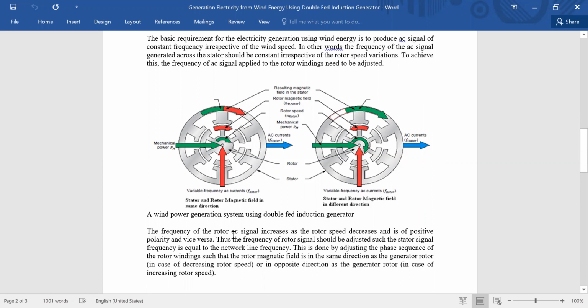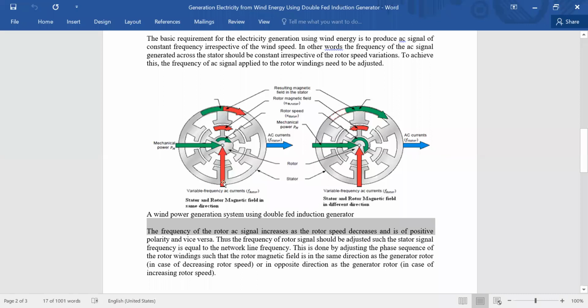The frequency of the rotor AC signal will increase as the rotor speed decreases, and is of positive polarity, and vice versa. Whatever the frequency of the rotor signal, it should be adjusted such that the stator signal frequency is equal to the network line frequency. So how are we doing it? This is done by adjusting the phase sequence of the rotor winding, such that the rotor magnetic field is in the same direction as the generator rotor in case of decreasing speed, and in the opposite direction when we are increasing the rotor speed.